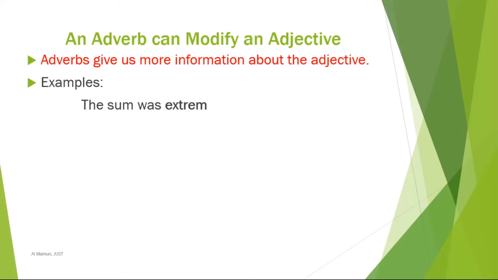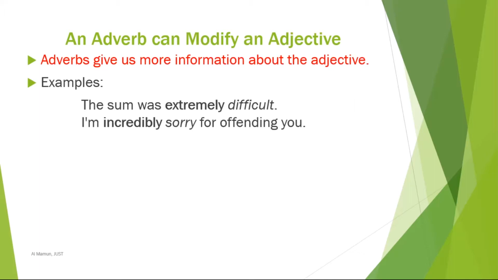Examples: the sum was extremely difficult. The sum was difficult. Difficult is adjective, but how difficult was it? It was extremely difficult. So it talks about the level of difficulty of the sum. I am incredibly sorry. How sorry was I? Incredibly. He was hardly smart. So how smart was he?